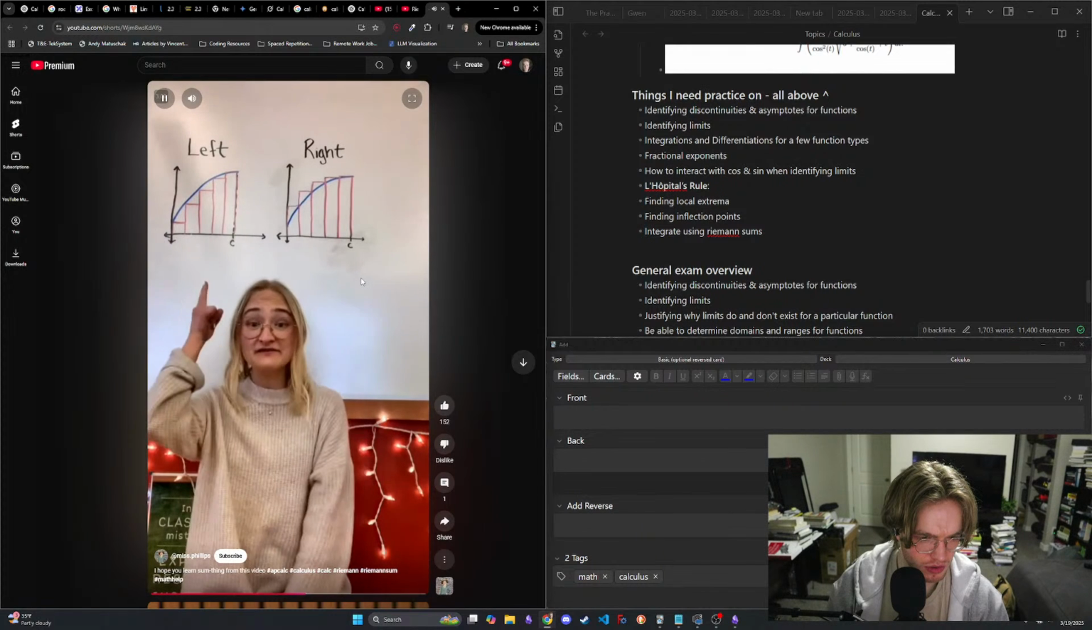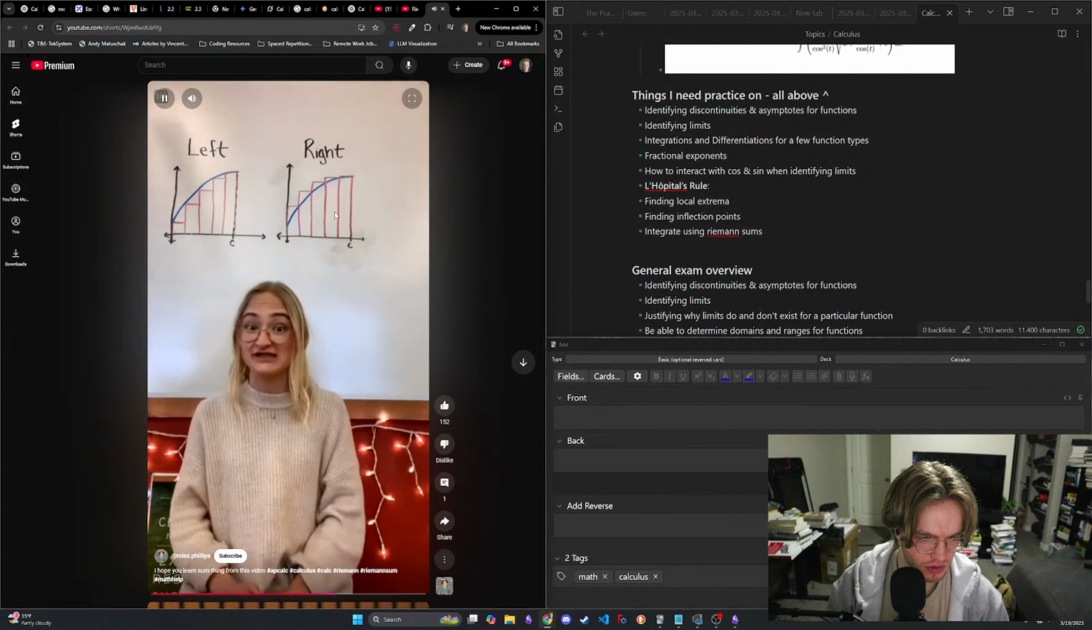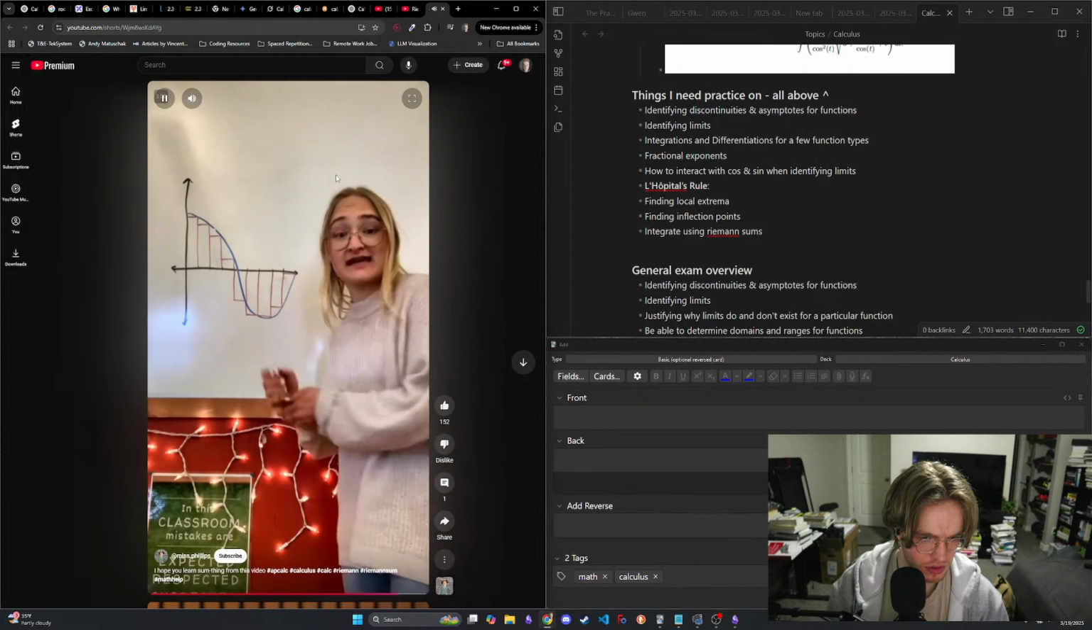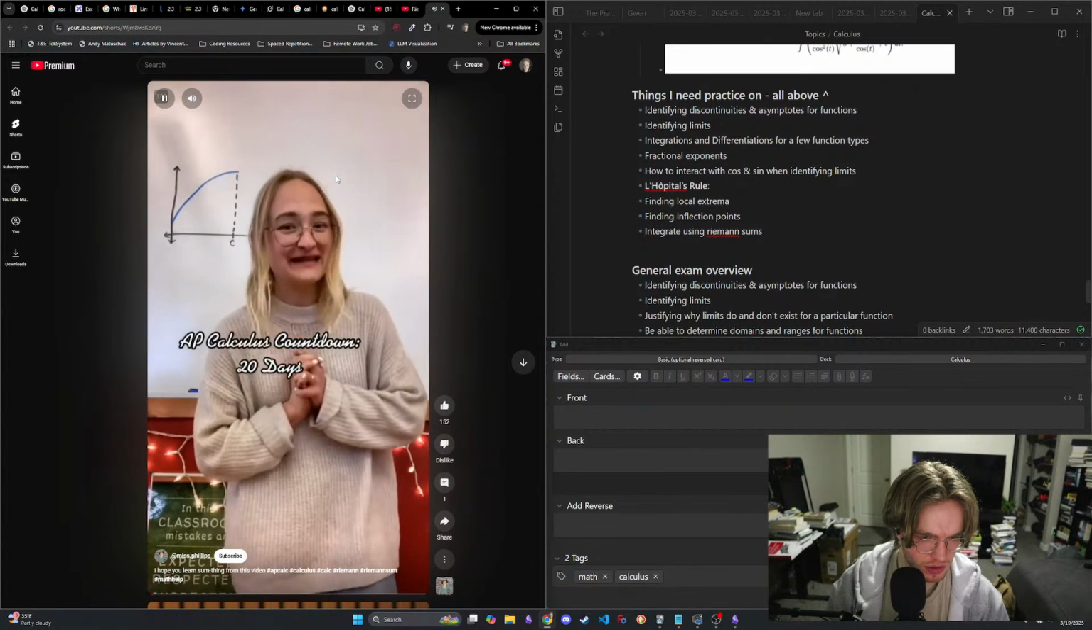Looking at these two functions, you might assume that a left sum is always an underestimate and a right sum is always an overestimate. That only holds for increasing functions. Let's look at a decreasing function. Now we see that the left sum is an overestimate and the right sum is an underestimate. Now what do you do when things get negative? You still find length times width. When you sum everything up, you treat these rectangles as having negative area. And one last piece of advice, make sure you know your left from your right. There are 20 days left until the AP Calc exam. Let's start.